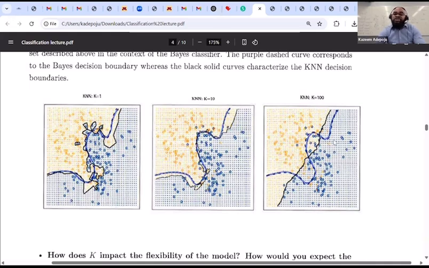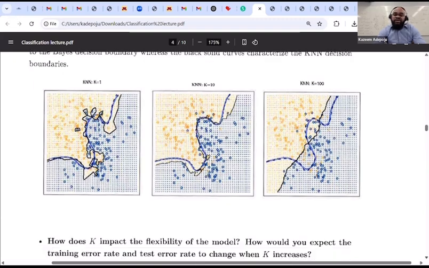But this one is very smooth, but over smooth. This is going to have high bias, even though low variance. This is going to oversimplify. But K equal to 10 is likely going to balance between the bias and the variance. So how do we determine that? We can use cross validation.